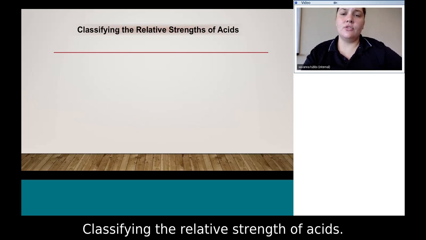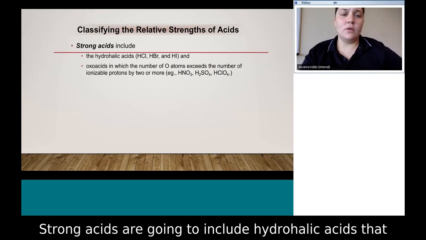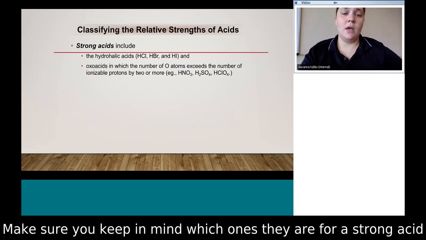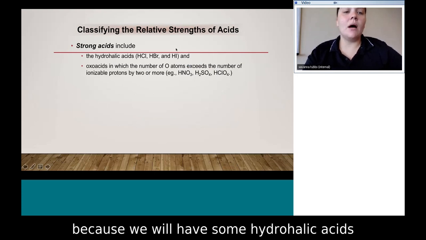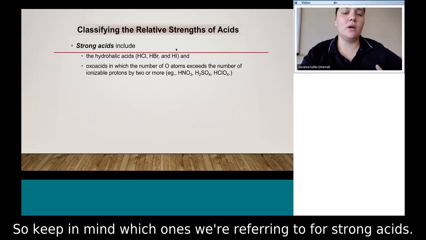Classifying the relative strengths of acids. Strong acids are going to include hydrohalic acids, which are HCl, HBr, and HI. Make sure you keep in mind which ones they are for a strong acid, because we will have some hydrohalic acids for our weak acids as well. So keep in mind which ones we're referring to for a strong acid.